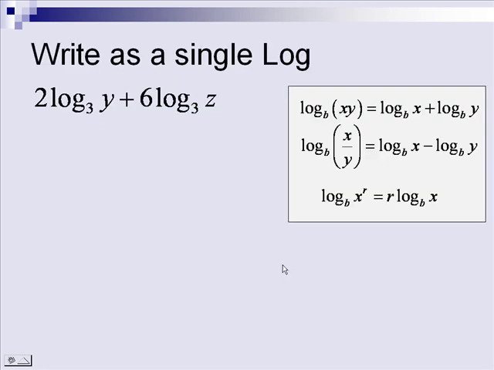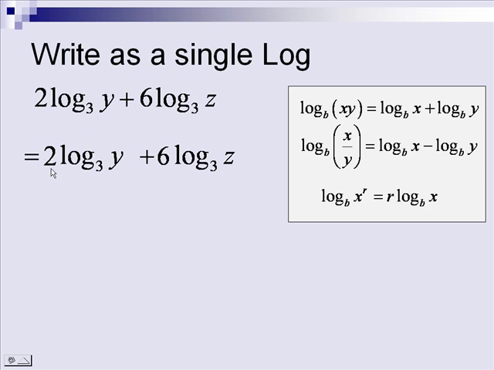Alright, so here's the first type we're going to look at, writing as a single log. So if I want to take this expression and condense it down to a single logarithm, I'm going to want to try to use these properties to get just one log at the very end. So the first thing I notice, I have this 2 and this 6 out front that I can go ahead and rewrite using property 3.